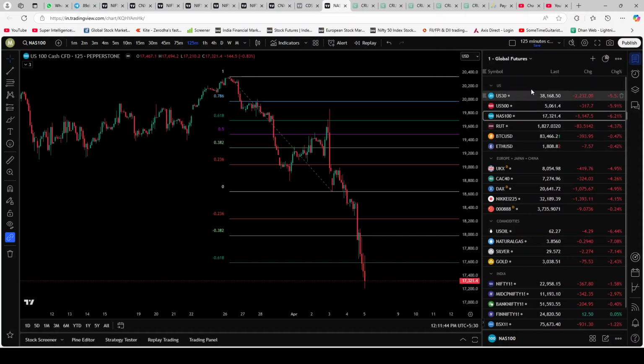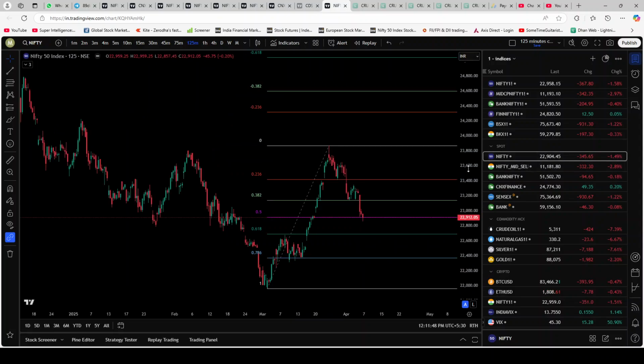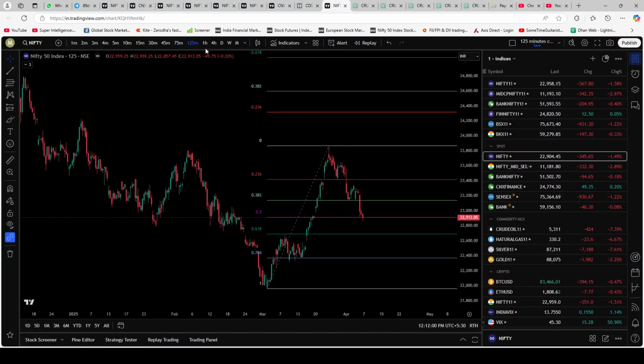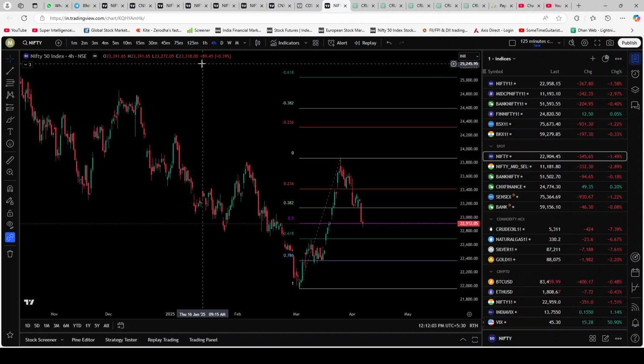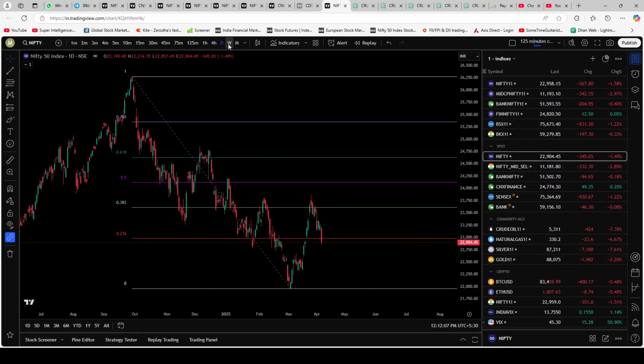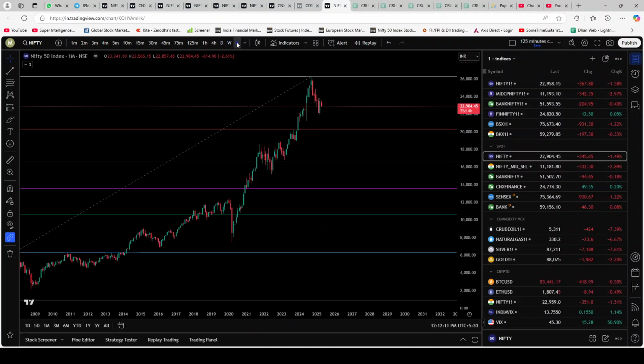But what I wanted to get across in this video is the importance of time frames and why 75 minutes, 125 minutes are important. Let's do an analysis. All right. So Nifty for me on the 75-minute time frame looks like this. On the 125-minute time frame looks like this. On the 4-hour time frame it looks like this. On the daily time frame it looks like this. On the weekly time frame it looks like this. On a monthly time frame it looks like this.